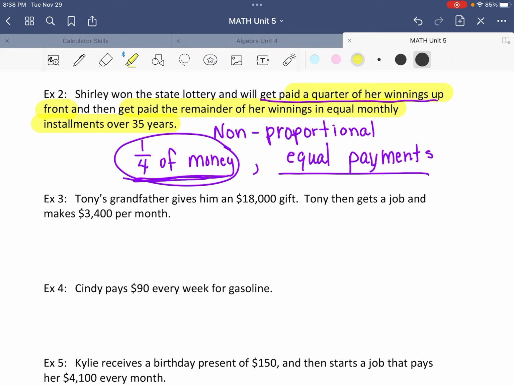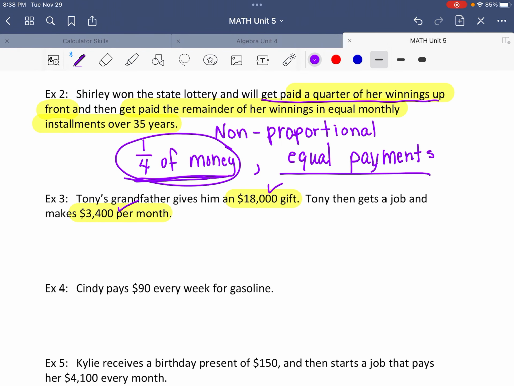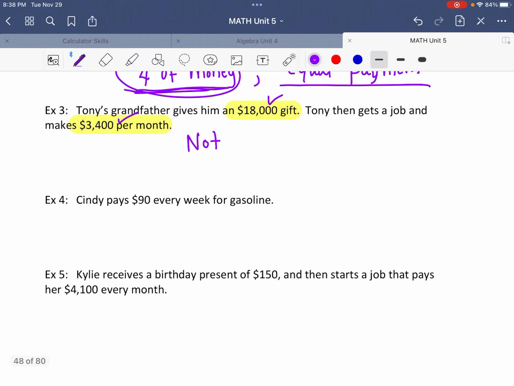Tony's grandfather gives him an $18,000 gift. Tony then gets a job and makes $3,400 per month. Well, Tony's starting out with this money and then he's getting this money every month. So this is not proportional. All right. Let's look at example 4.